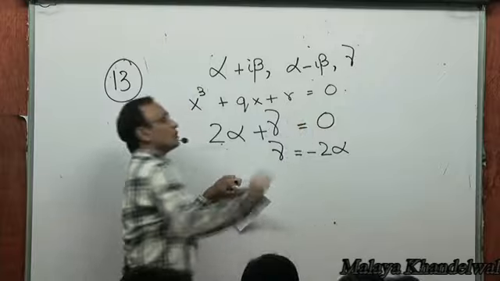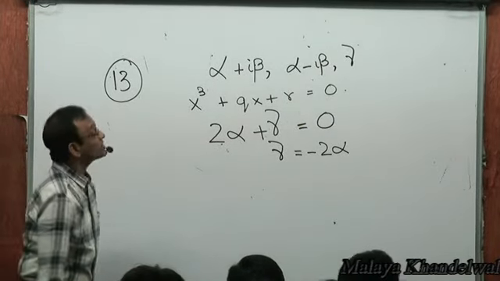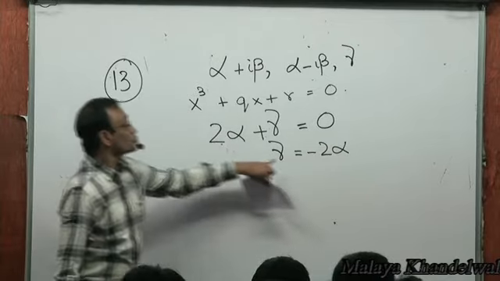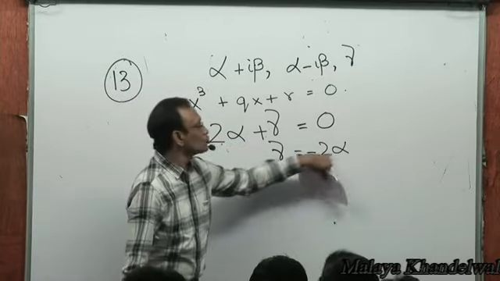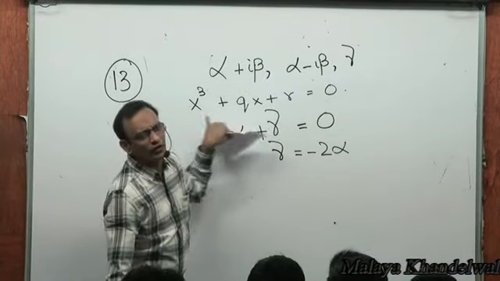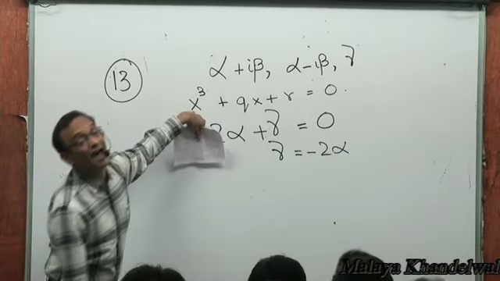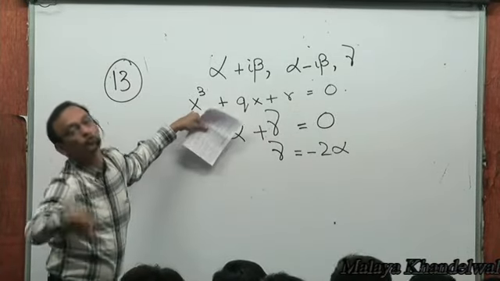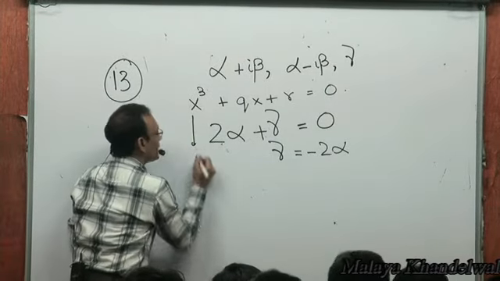The third root turns out to be gamma equal to minus 2 alpha. Yes or no? What we are seeking is a cubic whose one root is 2 alpha. That means we are seeking a cubic whose roots are the negatives of the roots of this. Then you will have a cubic whose one root would be 2 alpha. So replace x by minus x. Then one of the roots will turn out to be 2 alpha. Yes or no? Right? So replacing x by minus x.